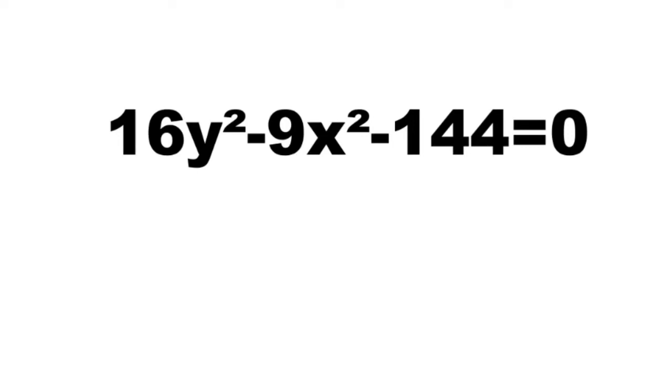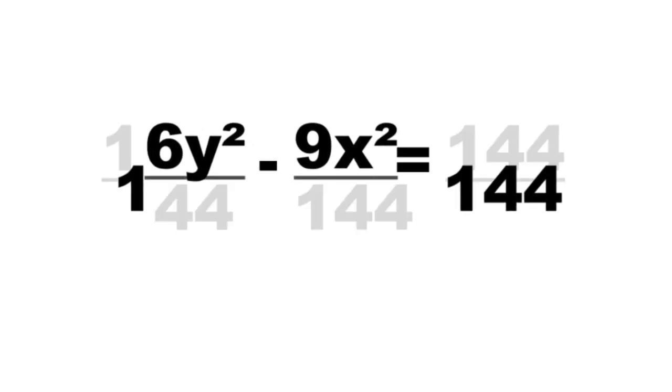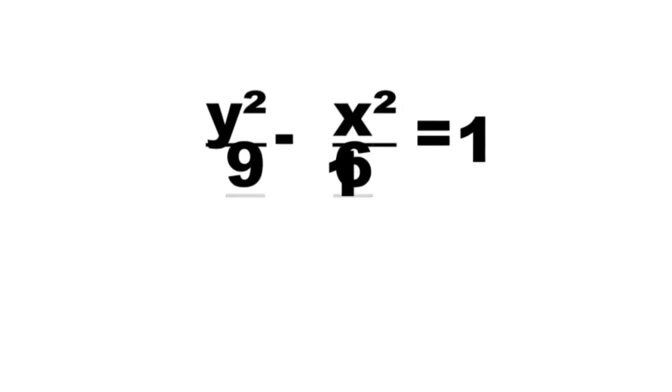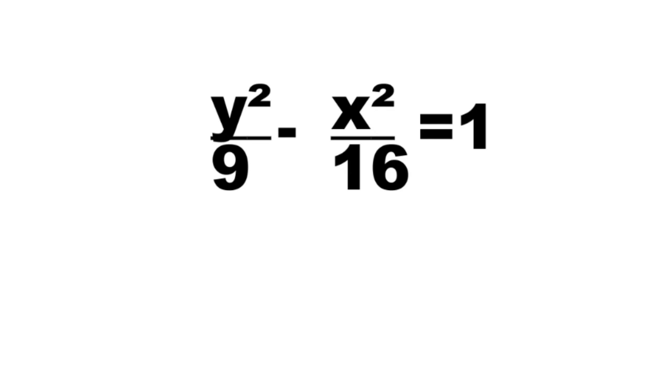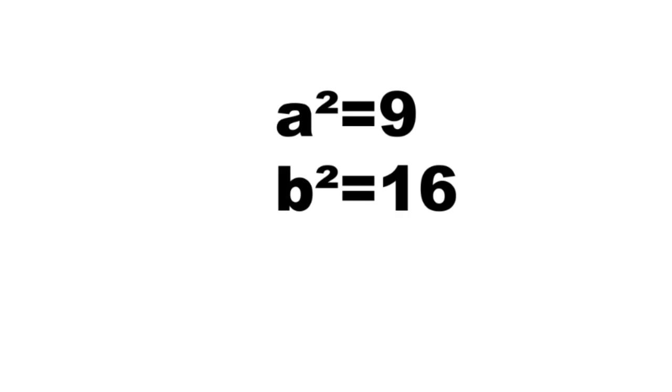Example: 16y squared minus 9x squared minus 144 equals 0. Transpose 144 to the right, so 16y squared minus 9x squared equals 144. Divide both sides by 144. Reducing each term to the lowest fraction, we have y squared over 9 minus x squared over 16 equals 1. So a squared equals 9 and b squared equals 16.